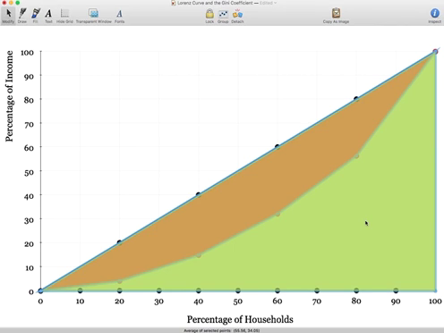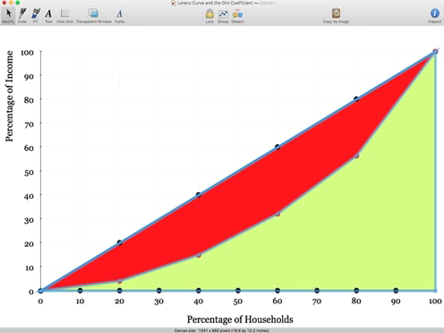Also with the Gini coefficient, realize that a Gini coefficient of 0 means that we have complete income equality. If we have a Gini coefficient that's equal to 1, we have perfect inequality. We have one household having all the income and no other households having any income.